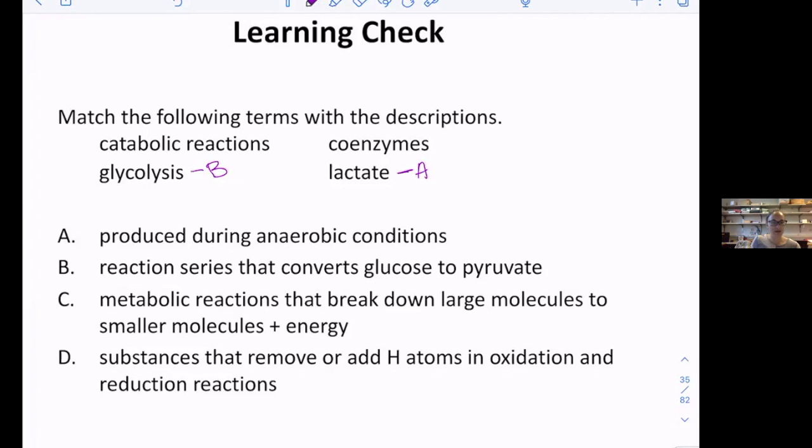Number C, metabolic reactions that break down large molecules to smaller molecules and energy. Those are going to be catabolic reactions. Remember, that goes back to our previous sections. And then D, substances that remove or add hydrogen atoms in oxidation or reduction reactions. So these are going to be what transfers those hydrogens. Those are our coenzymes that help out this process.